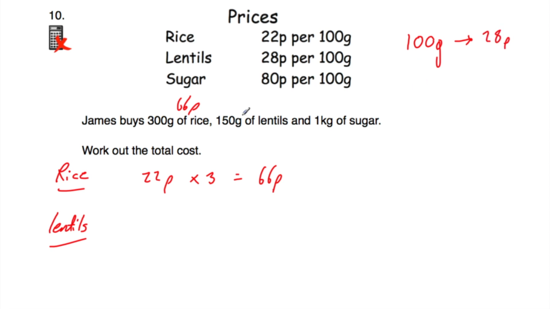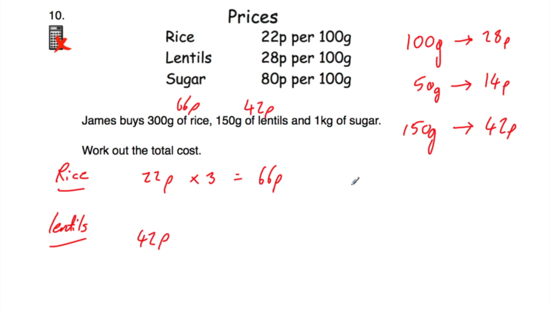And then we'd need another 50 grams, so we'd halve this. 50 grams would be equal to, if we halve this, 14p. And then if we wanted to find 150 grams, we would just add together the cost of 100 grams and 50 grams. So if we do 28 plus 14, that's equal to 42p. So that means that it would cost 42p for 150 grams. So the lentils cost 42p.